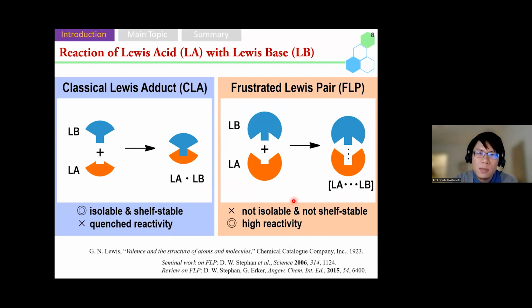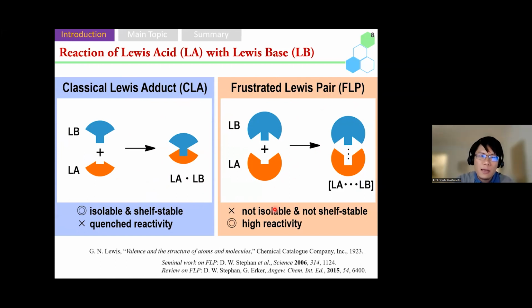Of course, you know, the concept of Lewis acids and bases plays a key role when considering chemical bonds. Generally, reaction between Lewis acids and bases gives isolable and self-stable classical Lewis adducts, CLAs. However, the reactivity of the original components is quenched. On the other hand, when Lewis acids and bases include sterically bulky substituents around their reaction sites, the formation of CLAs is inhibited by steric repulsion. In such cases, a weakly coordinated association complex called a frustrated Lewis pair, FLP, is generated.